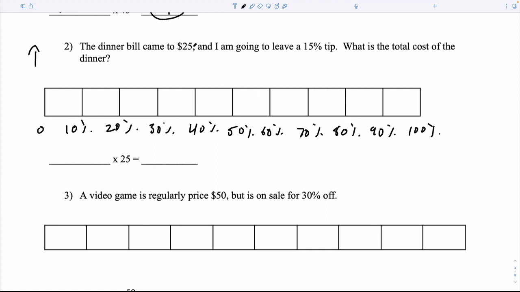When I get to labeling the top, it starts to be a bit tricky because 25 divided by 10 is 2.5. And then I'm looking for 15% of that. I'm just going to have you pause here. I'm trying to figure out what's halfway between 2.5 and 5. And things get a little bit tricky.